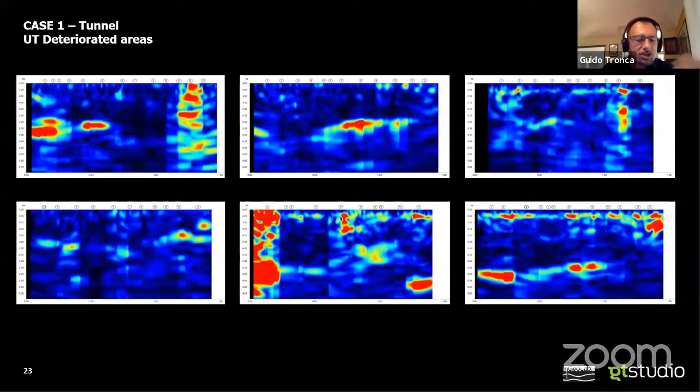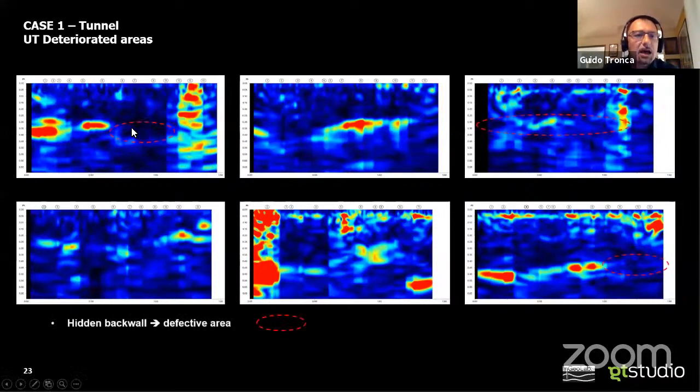Okay, this was the first case of a database that we actually built throughout investigations, putting down some recurring features. For example, we see the back wall disappear in some locations. You see it's a blank spot of the back wall. Okay, that is indicative of a defective area somewhere on top of the back wall.